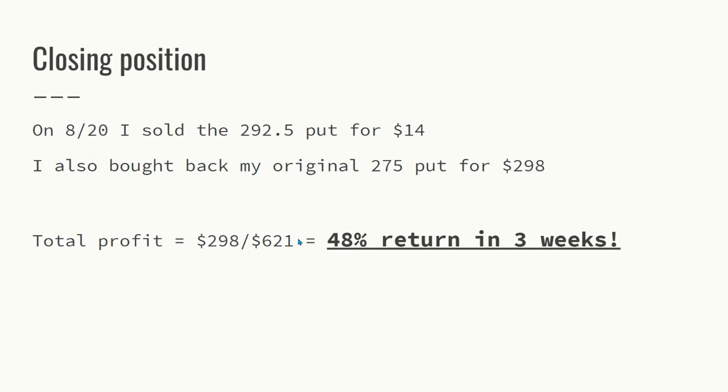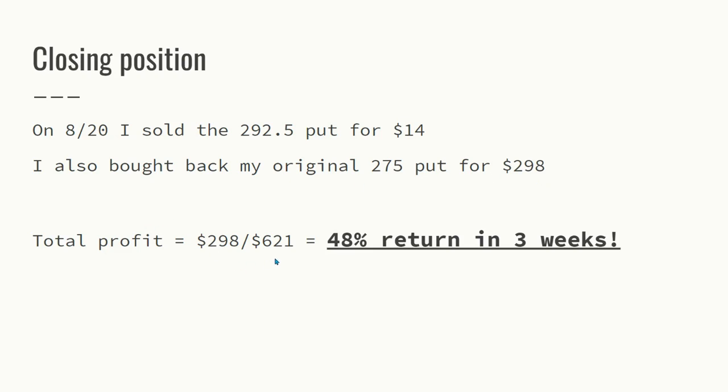At this point, I decided to close the position because I had a pretty wide width of the strikes. So theoretically, if the stock went down again, I could have lost quite a bit of money. So I decided to get out of the position, bought back my original 275 put, and I made $298 from buying the put back. Total profit was $298.